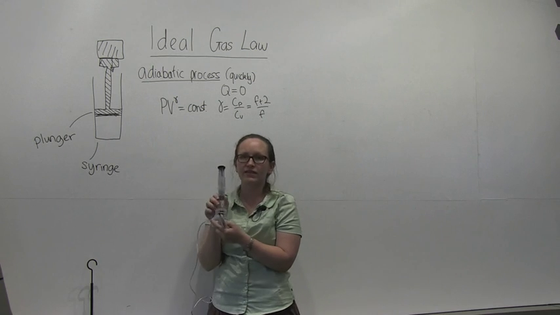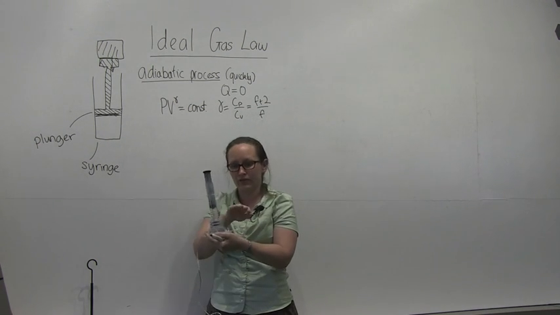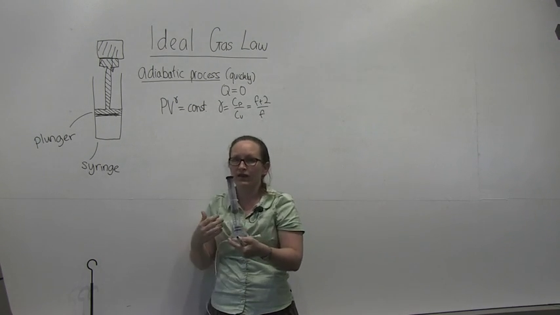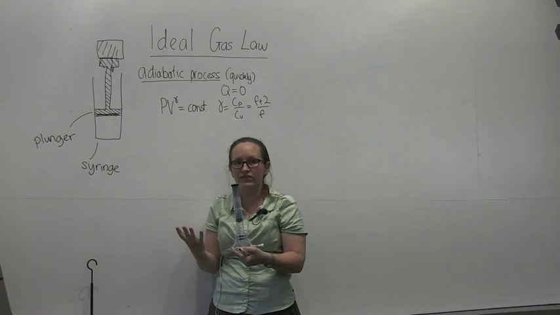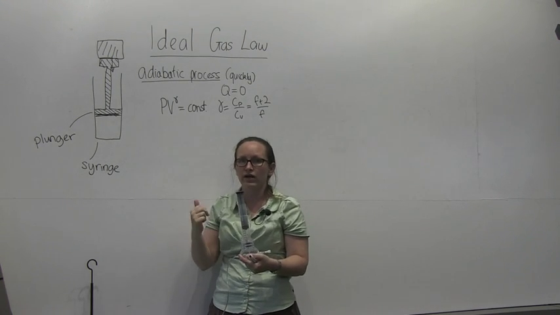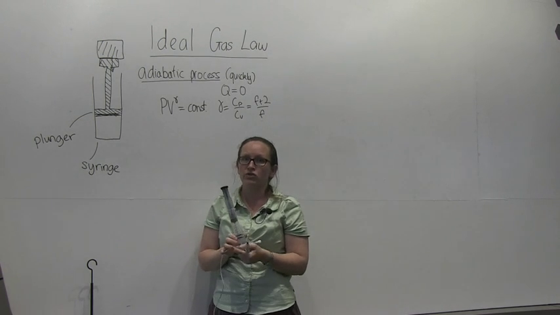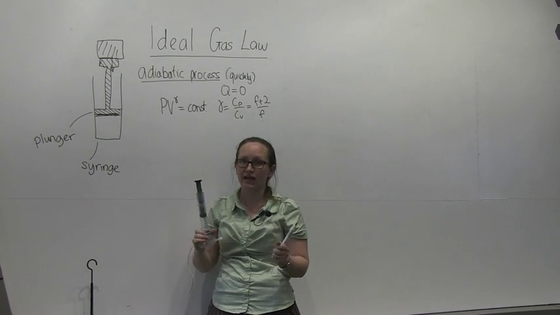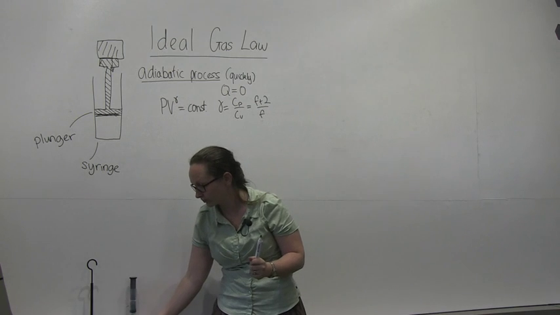Now, inside this syringe, I've just got air because I've just filled it up from the lab, and air is mainly comprised of nitrogen, N2, and oxygen, O2. So air is basically a diatomic ideal gas.